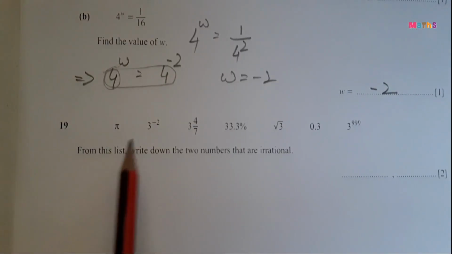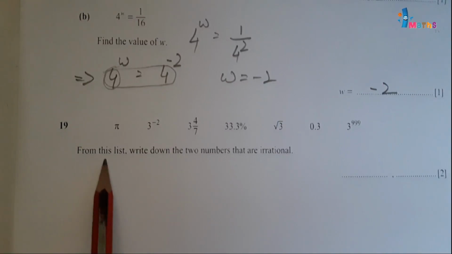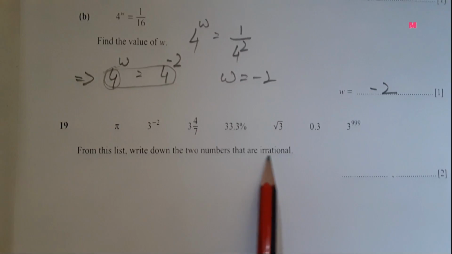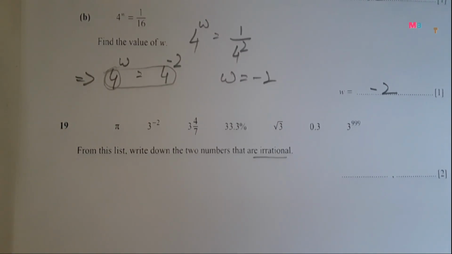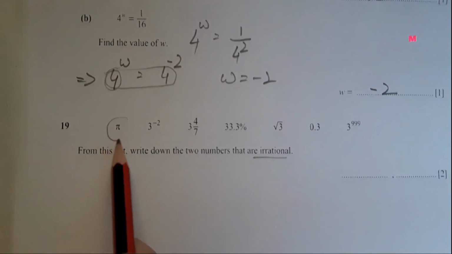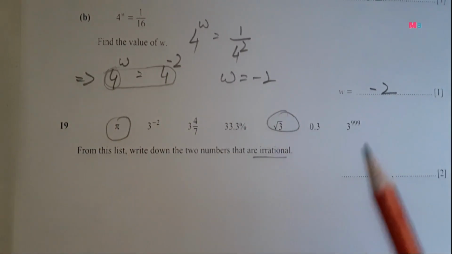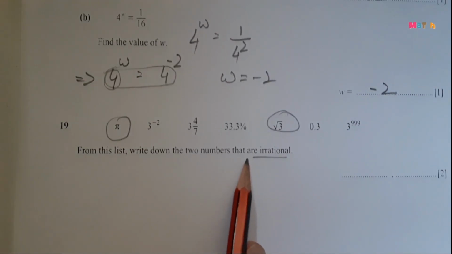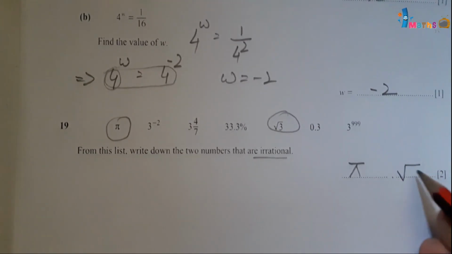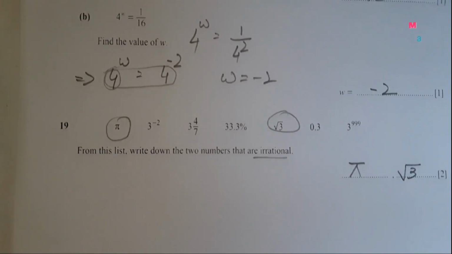Question number 19, these numbers are given. From this list, write down the 2 numbers that are irrational. Irrational numbers are the numbers which cannot be written in p over q form. In fraction form, you cannot write them. So from these numbers, pi and square root of 3 are the 2 numbers which are irrational and cannot be written in fraction form. So we will write one answer as pi and the other answer as square root of 3.